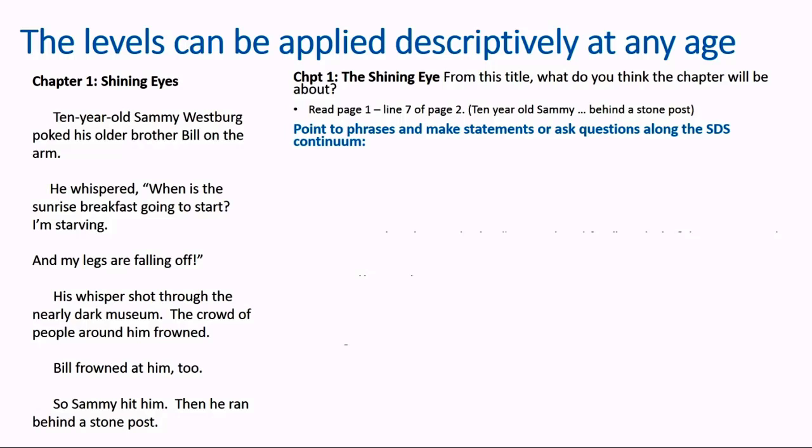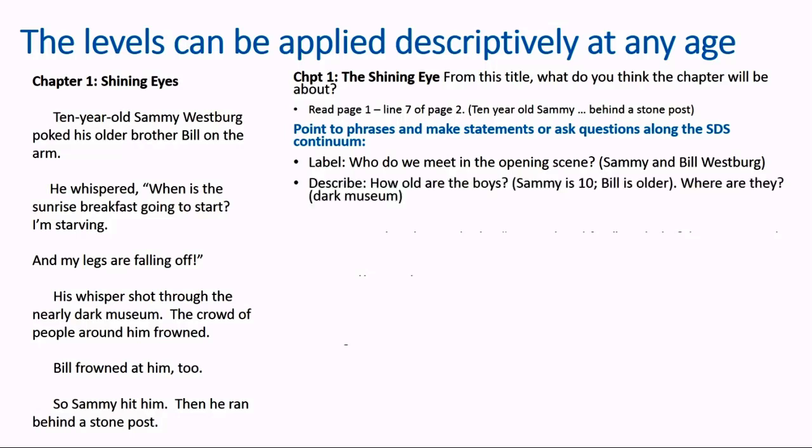Well, it seems relatively simple and straightforward at first, until you really look at the semantics of this language. Who do we meet in the opening scene? That's just a label, Sammy and Bill Westberg. How old are the boys? Tells you that Sammy is 10, and we assume that Bill is older, so that requires an inference. Where are they? They're in a dark museum. Attribute, how does Sammy feel? He's starving and his legs hurt.